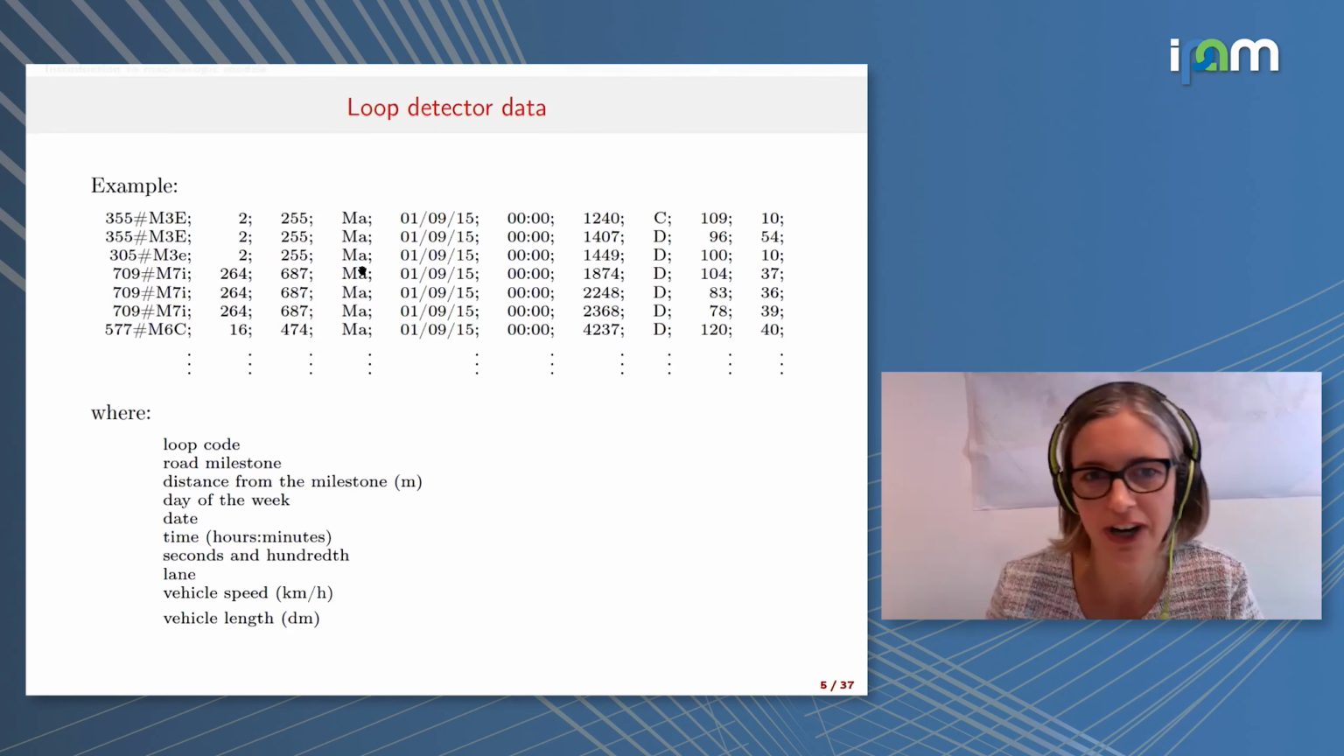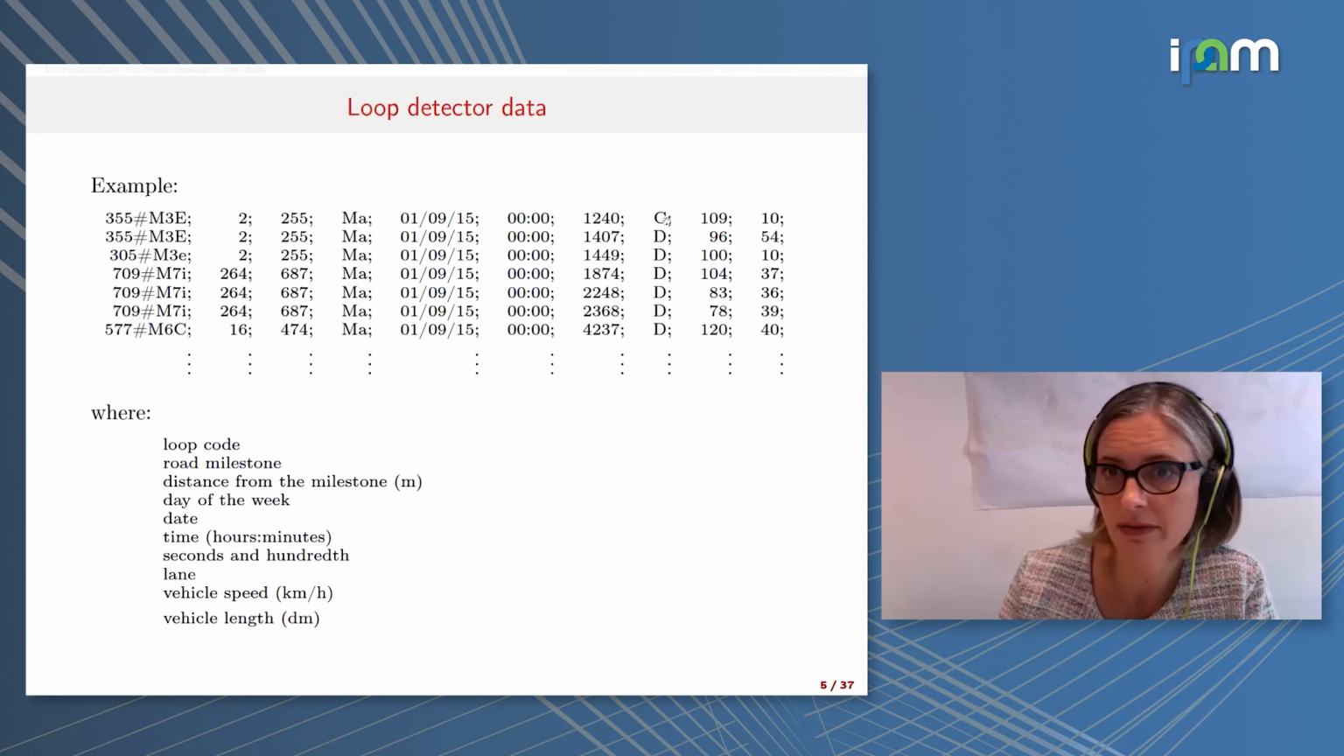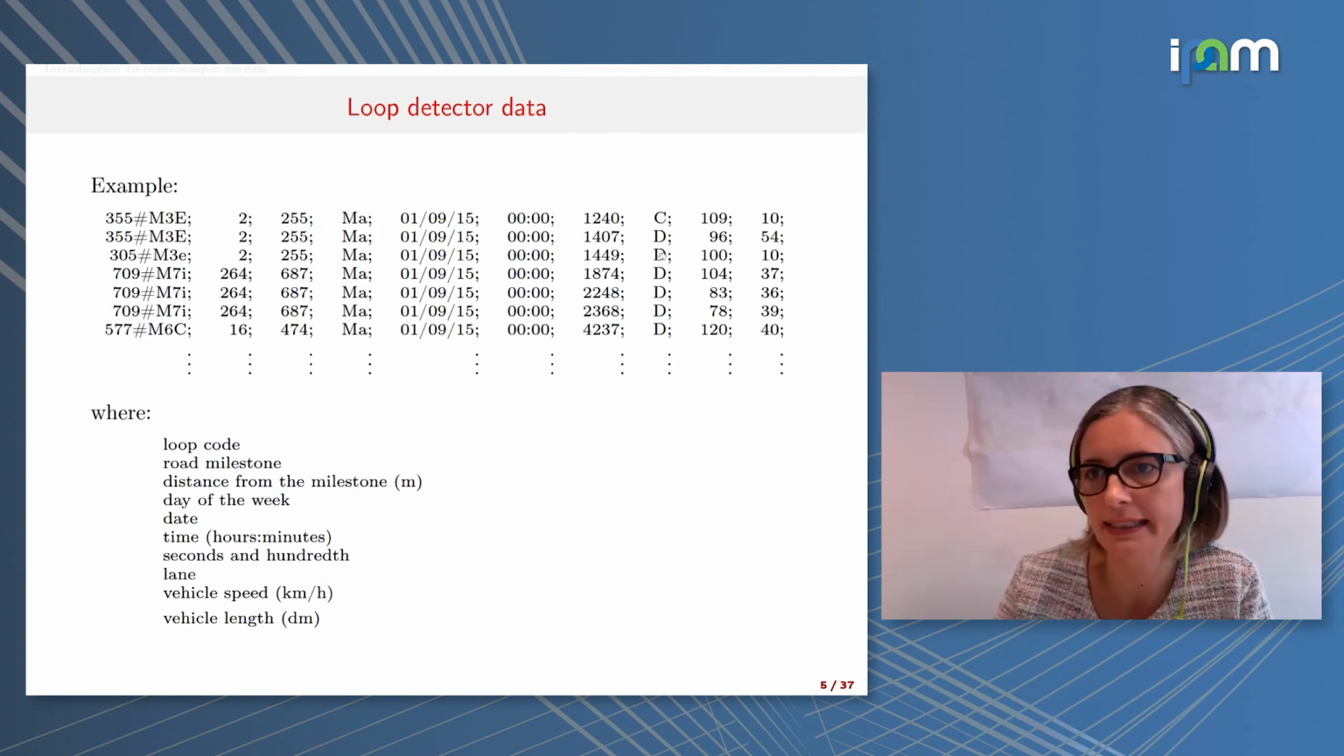The data are in French, so I'm translating for you. Here is the date, it's September 1st. Here is the hour, so it's the first minute after midnight. Here are the second and the hundredth of second. Here is the lane, so C is for the central lane, this is for the right lane, it's the droite in French.